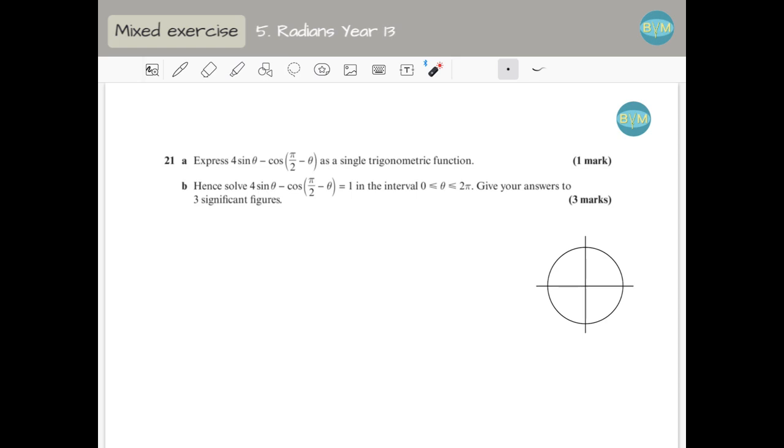Hello, this is question 21 on your mixed exercise 5 from Year 13. You have to express this expression as a single trigonometric function, which means only sine or only cos or tan or something, but just one. Remember that the connection between sine and cos is that one is a translation of the other.